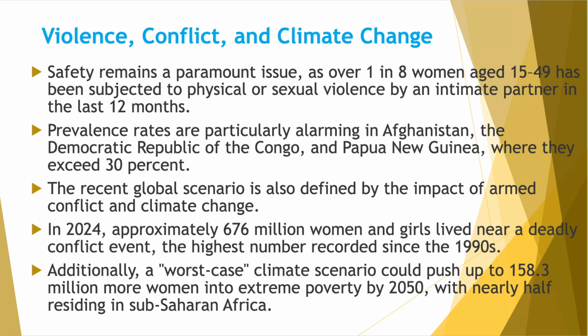And prevalence rates are particularly alarming in Afghanistan, the Democratic Republic of the Congo, and Papua New Guinea, where they exceed 30%. The recent global scenario is also defined by the impact of armed conflict and climate change. In 2024, approximately 676 million women and girls lived near a deadly conflict event, the highest number recorded since the 1990s. And additionally, a worst case climate scenario could push up to 158.3 million more women into extreme poverty by 2050, with nearly half residing in sub-Saharan Africa.